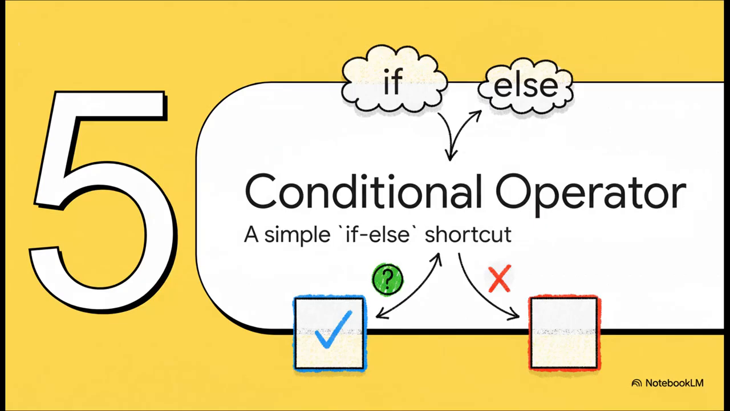All right, for our last topic, let's look at a really clean, really compact shortcut. For those simple situations where all you're doing is choosing between 2 values based on some condition, you can use something called the conditional operator, or as a lot of people call it, the ternary operator.